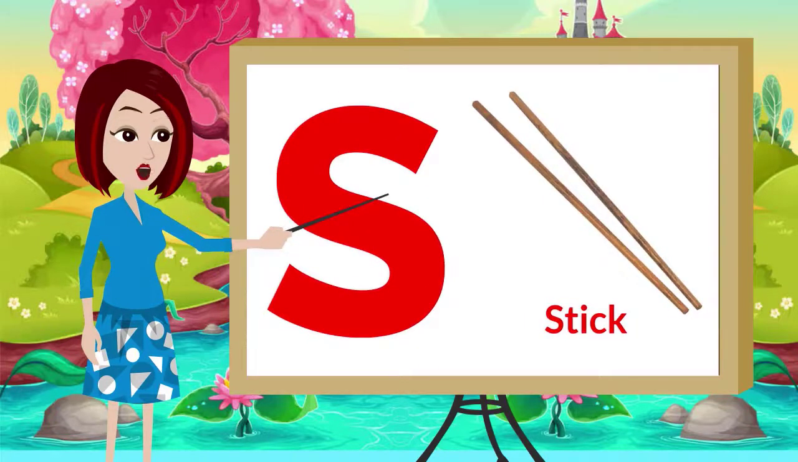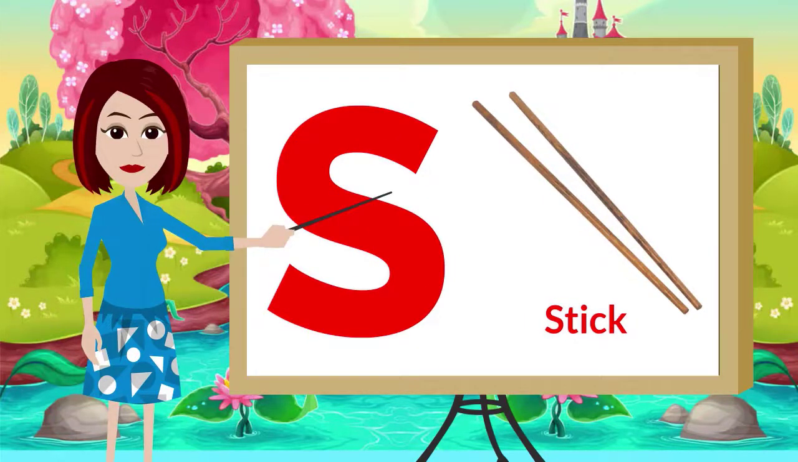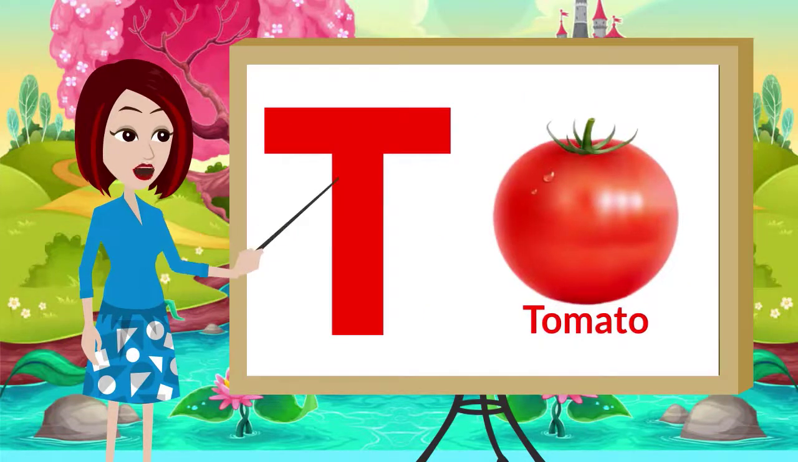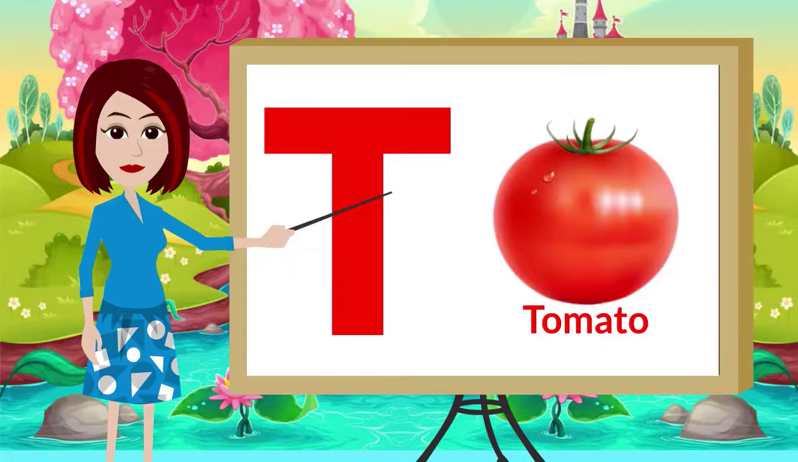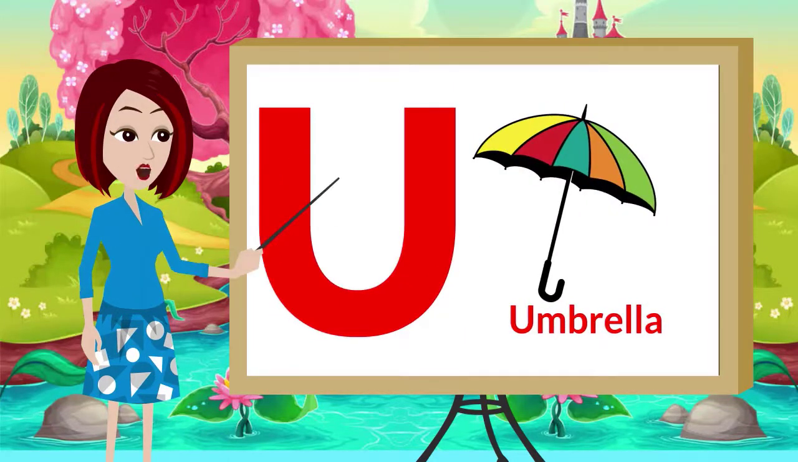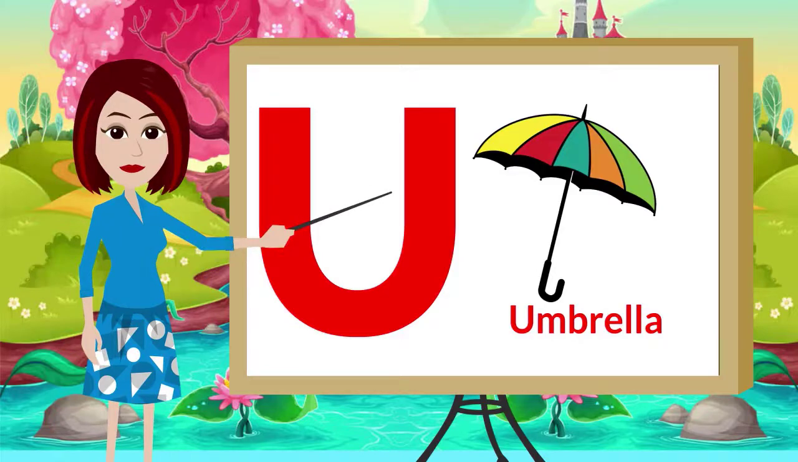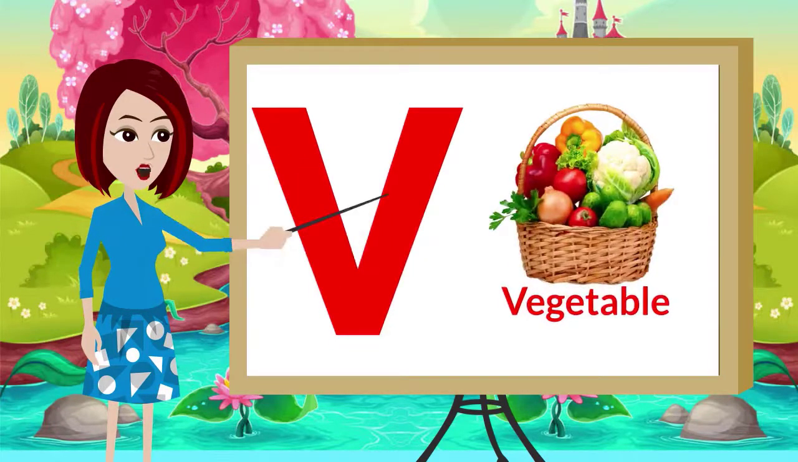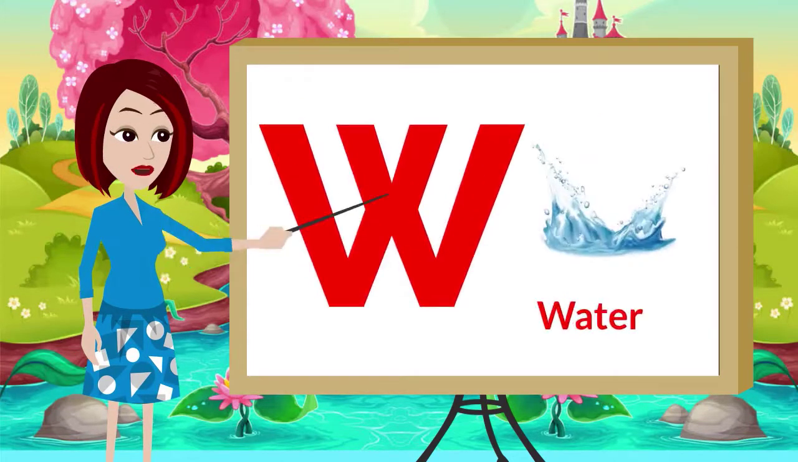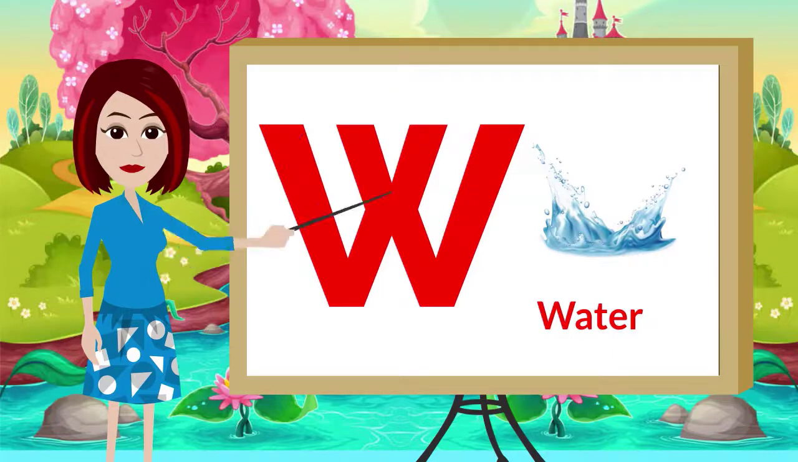S for stick. T for tomato. U for umbrella. V for vegetable. W for water.